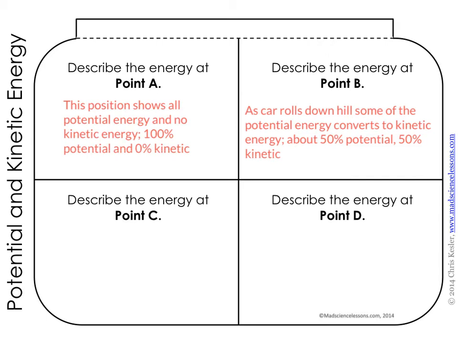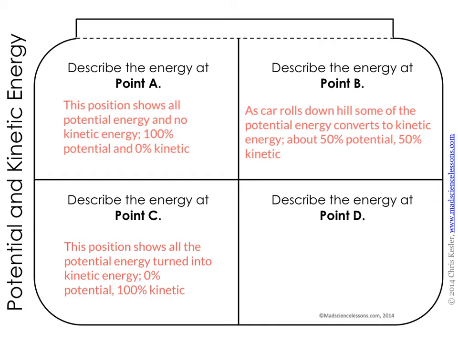Because remember, according to the law of conservation of energy, you cannot lose and you cannot create new energy, so the energy in a system has to always equal 100%. At point C, you have the bottom position of the roller coaster, which means there is now no more height, which means there's no more potential energy, because all of that potential energy has converted into kinetic energy. So you end up having 0% potential, 100% kinetic.